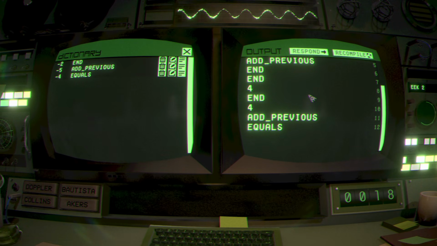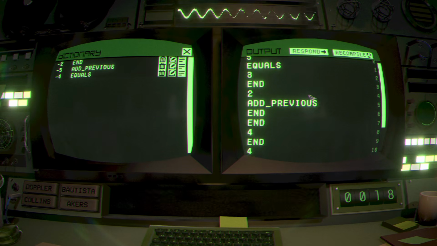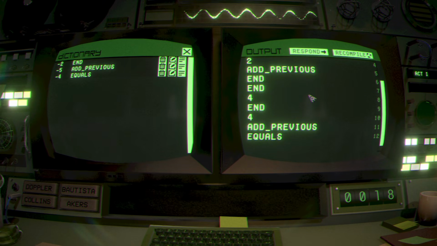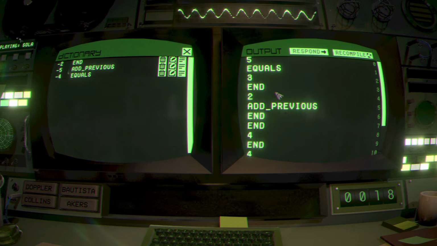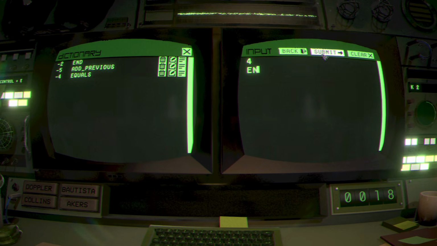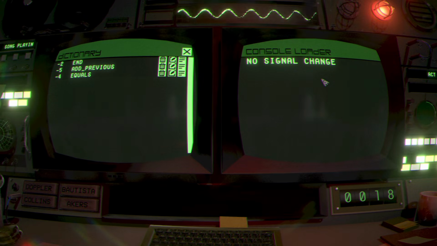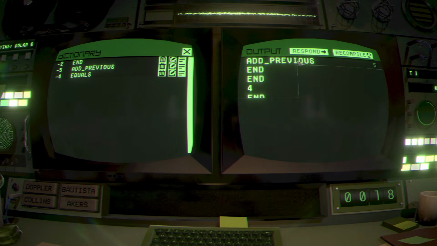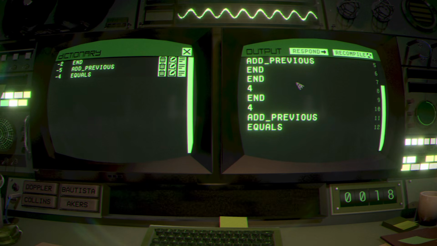Yeah, so 8 doesn't work. 5 equals 3, 2. 4, 4 equals... Is that trying to say that we can respond with 3 and 2? What if I just said 4 and 4? No, okay. Can't cheap it like that. Because we got 4, 4, add previous equals 8. So we know that that's addition.